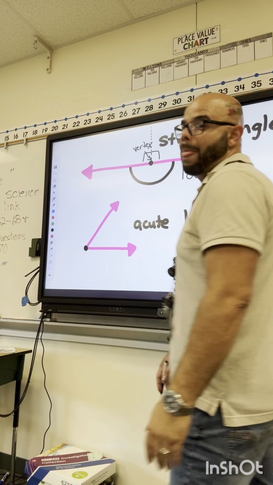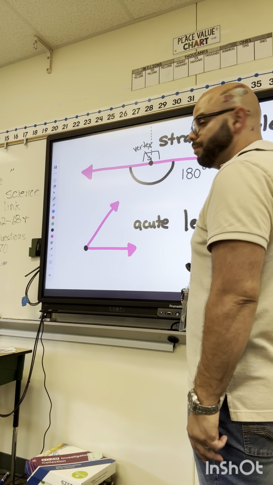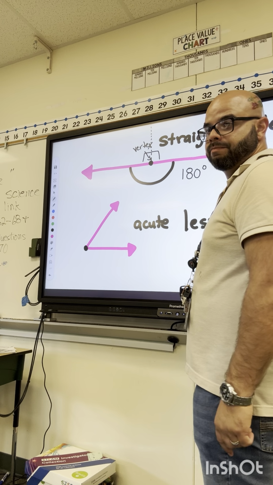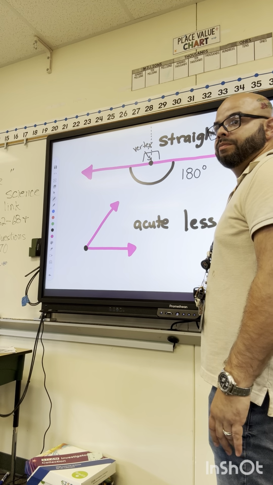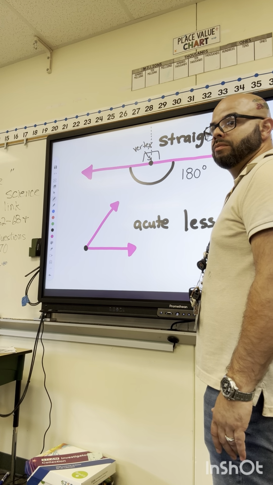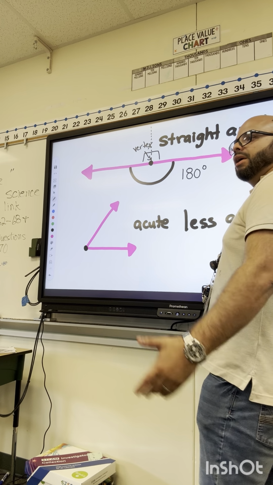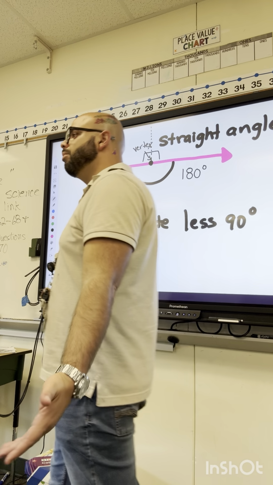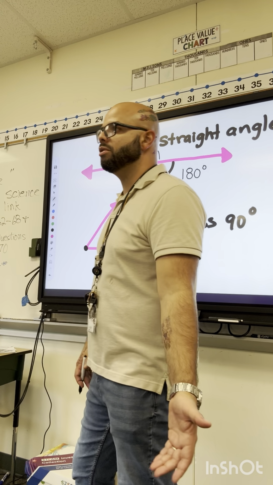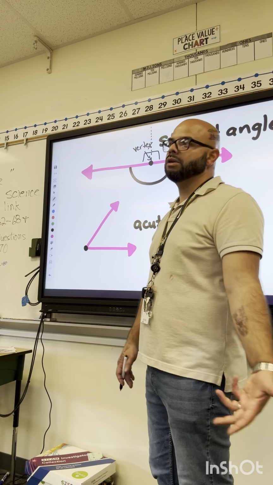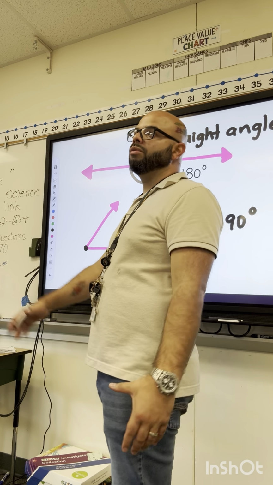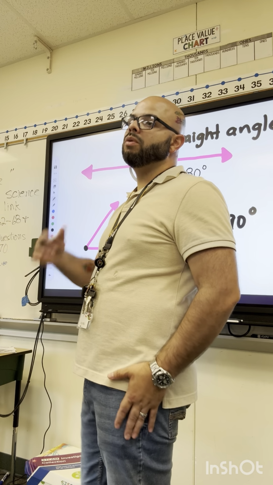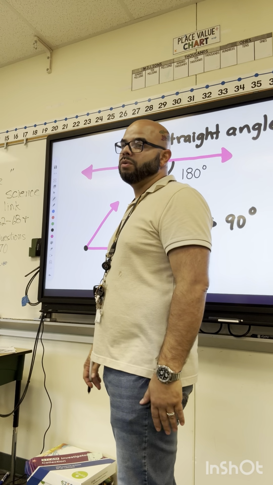So an acute angle could be like comparing things, like the alligator choosing which one. Yes, when you're comparing numbers to see which one is greater than, less than, or equal to, the less than symbol or the greater than symbol, they do show acute angles.